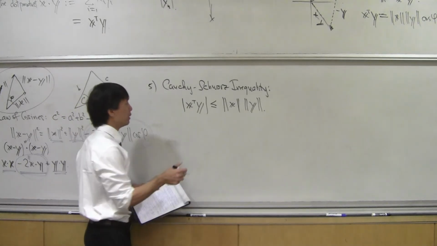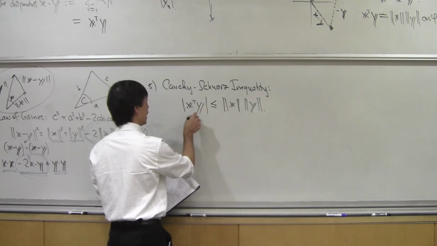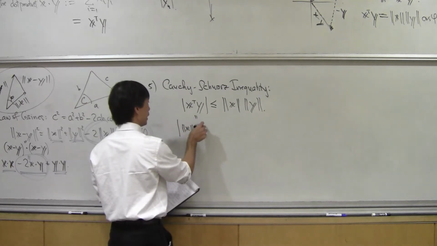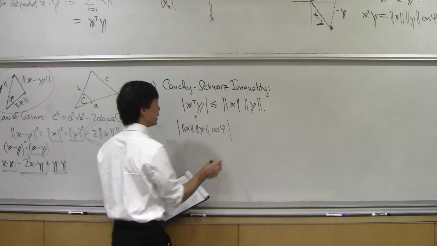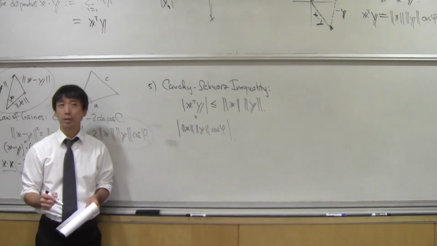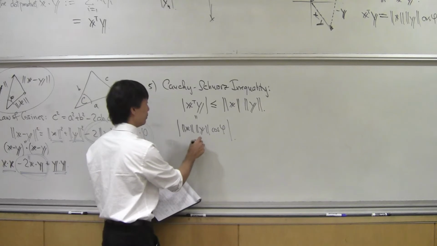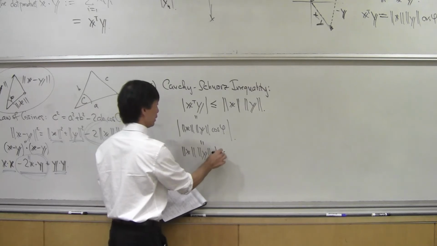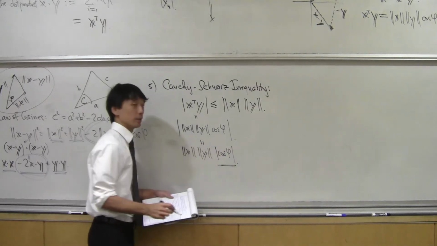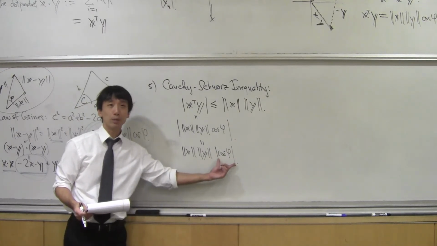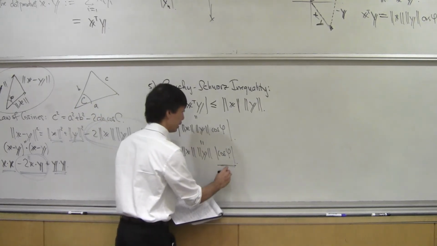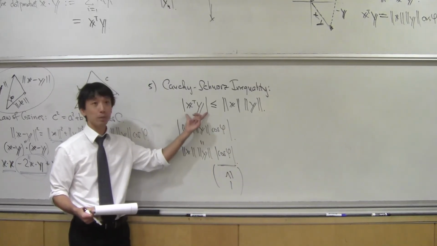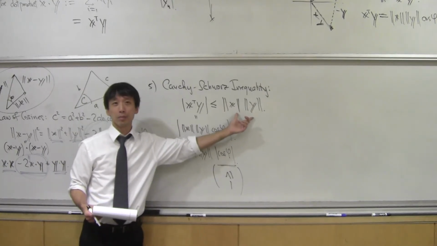Okay. But that's obvious because you know that the absolute value of the dot product is the absolute value of this thing. But this thing is this, right? And the absolute value of the cosine is smaller than or equal to 1, right? So you know that the absolute value of the dot product is smaller than this.